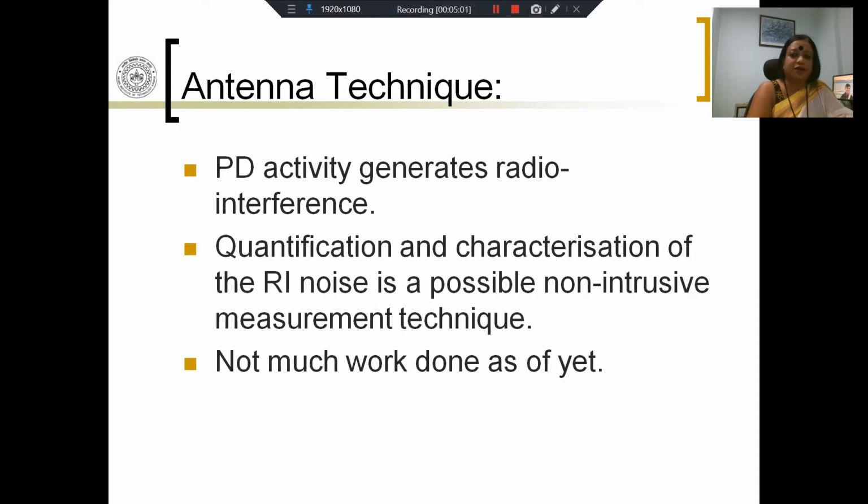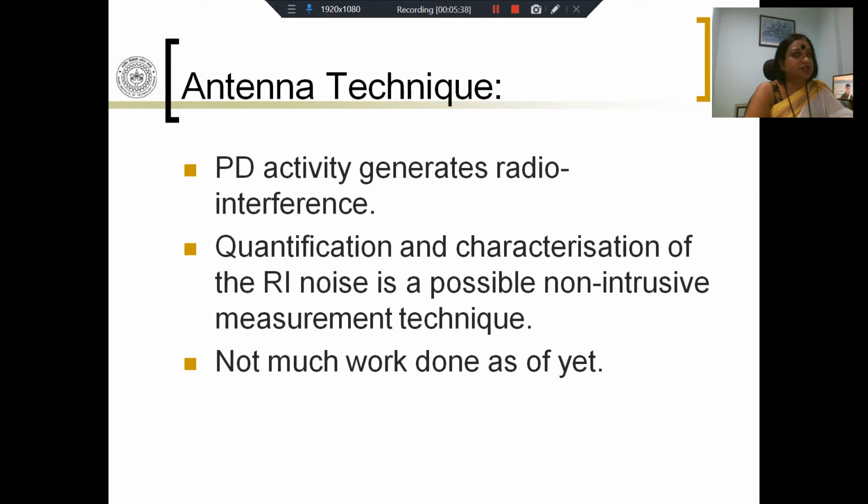When there is a current flowing, there will be I square R losses, so there will be heat losses, light, sound, and also electromagnetic radiation. The antenna technique depends upon measuring the electromagnetic radiation or the radio interference that is generated by the PD activity. In the RF radio frequency range, the emission is measured with an antenna in order to detect the presence of PD inside the enclosure. The quantification and characterization of the radio frequency noise is possible.